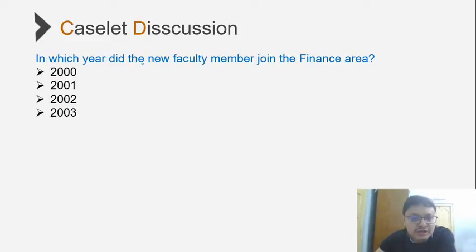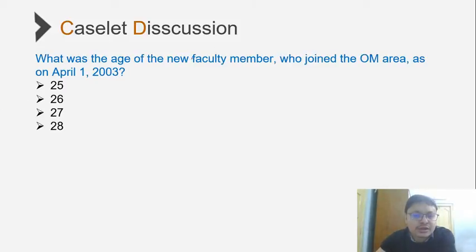In which year did the new faculty member join the finance area? So in each of these areas like finance, OM and so on, there was one faculty member who joined. For example, in the finance area, there's one faculty member who joined. We need to know in which of the years that joining happened in the finance area. What was the age of the new faculty member who joined the OM area as on April 1, 2003? So these are the 4 questions in the set.